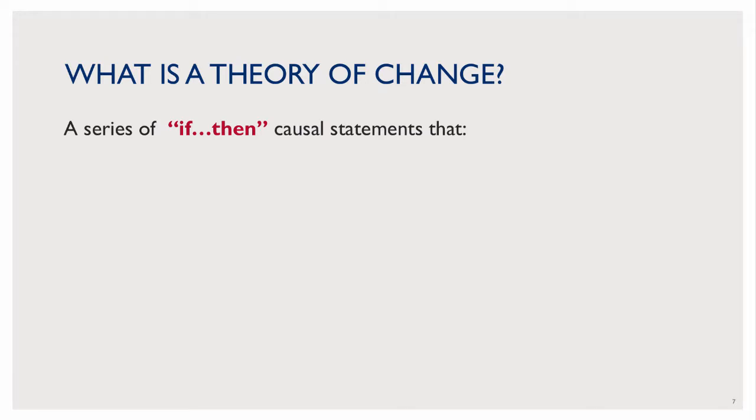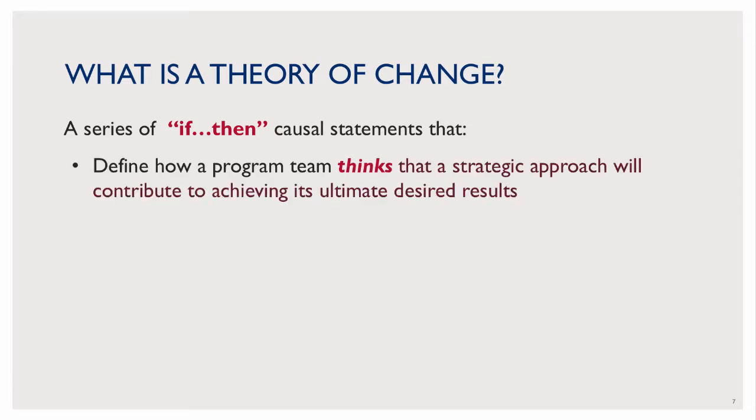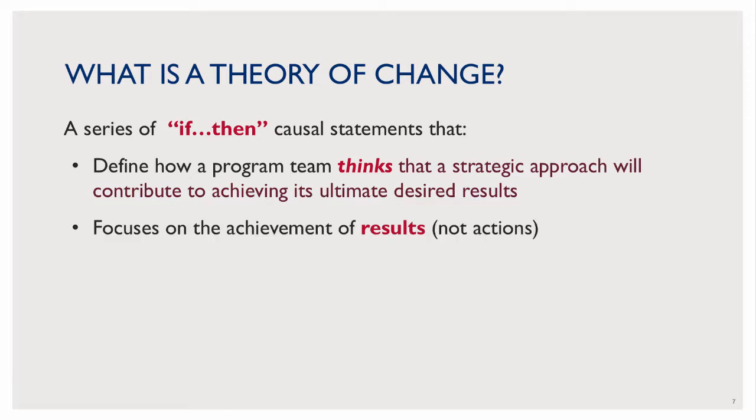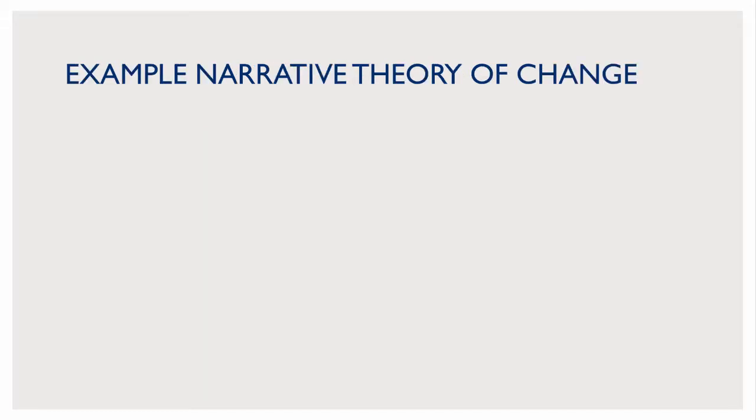Another way of describing a theory of change is that it's essentially a series of if-then statements that show the assumed logical causal pathway to a final outcome or purpose. Theories of change define how a design team thinks a strategic approach will contribute to achieving its desired results. In other words, theories of change reflect a team's assumptions about how change happens, which may or may not be true. Theories of change focus on the achievement of results, not actions. And theories of change are composed of assumptions that can be tested.